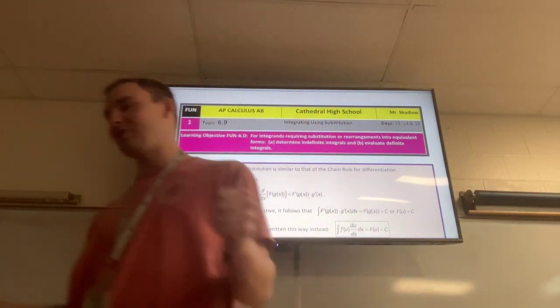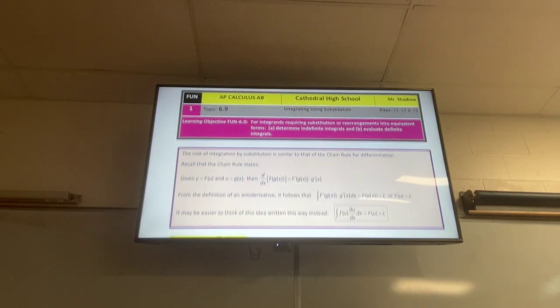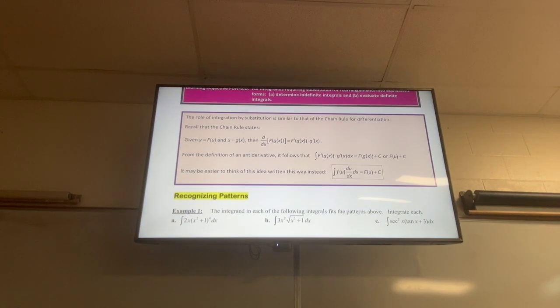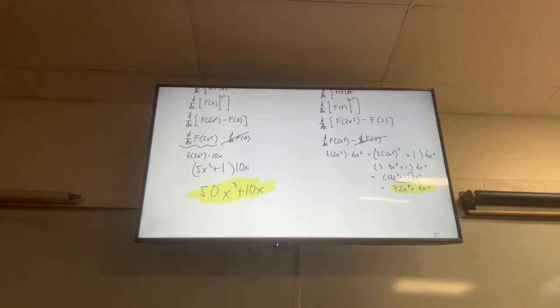Calculus AB, Tuesday, February 7th. Integration using substitution, okay? So yesterday we talked a lot about the reverse power rule.